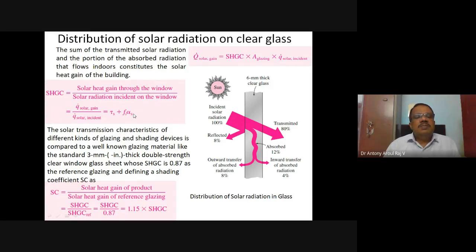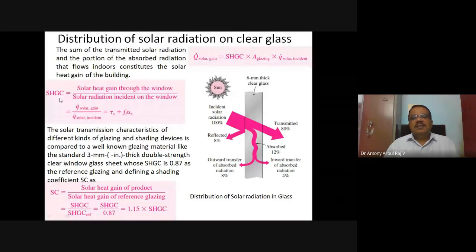Now it's very simple. If any glass material is there, this is a property. So tau s is the property of the glass. Transmissivity is the property of the glass. Similarly, alpha s is the absorptivity, that is also a property of the glass. Fi is dependent on the external conditions, so it depends on the temperature, or on the convection coefficient, inside or outside. So now what is SHGC?